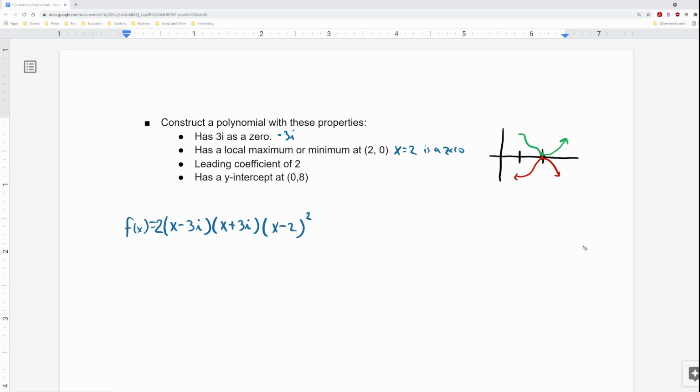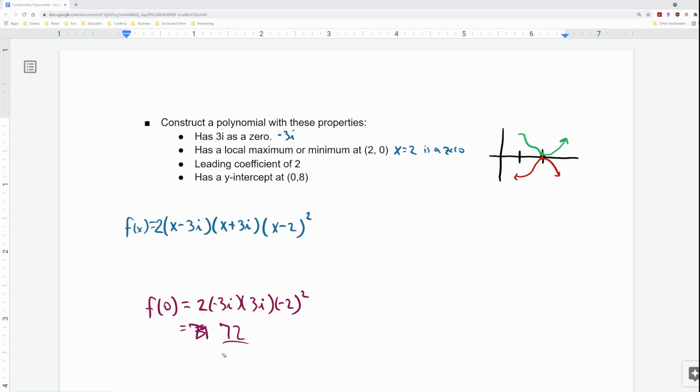And finally, the last bullet point. This is the hardest one to deal with, and we'll see why in a moment. So the y-intercept needs to be (0, 8). Well, let's see what the y-intercept currently is. So with our current function, if we plug in 0, we have this leading 2, 0 minus 3i. We have negative 3i, and then positive 3i, and then negative 2 squared. If you multiply all of this out, negative 3i times positive 3i is negative 9i squared, which is positive 9. And then we have 2 times 2 times 2. The square is going to make the negative positive. So 2 times 2 times 2 is 8. We have 8 times 9 is 72. That's the current y-intercept.